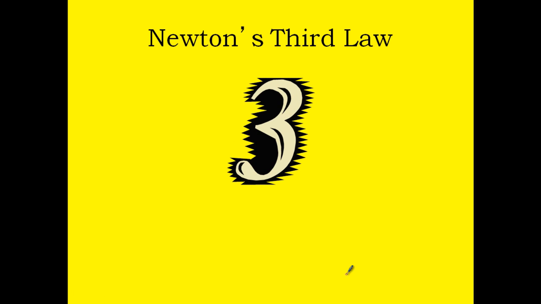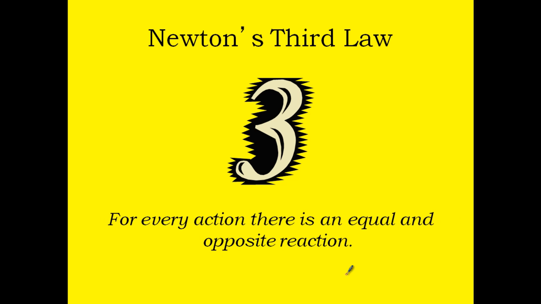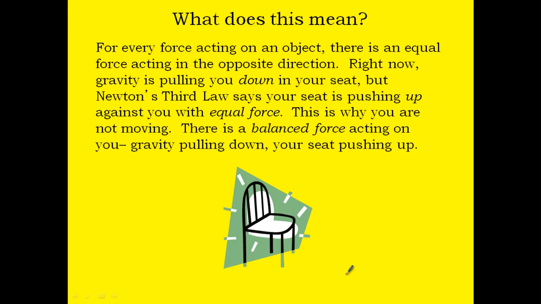And now Newton's third law, 3, it's the magic number. For every action, there's an equal and opposite reaction. So what does this mean? For every force acting on an object, there's an equal force acting in the opposite direction. Right now, gravity is pulling you down. The force of gravity, our weight, is a force. And it's pulling us down in our seat right now. But Newton's third law says your seat is pushing up against you with an equal force. So this is why we don't fall through our chairs, because the seat's pushing us back with the same amount of force we're pushing down on it. So there's a balanced force acting on you, gravity pulling down and your seat pushing you up.